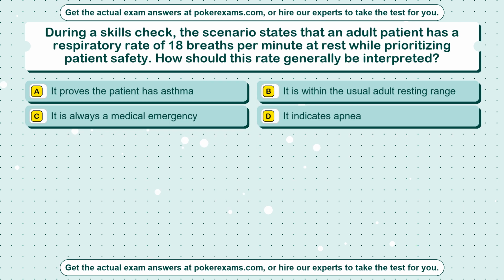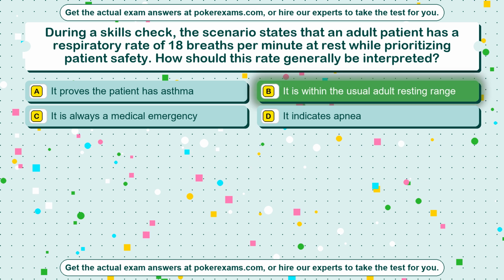Question 8. During a skills check, the scenario states that an adult patient has a respiratory rate of 18 breaths per minute at rest while prioritizing patient safety. How should this rate generally be interpreted? Option A. It proves the patient has asthma. Option B. It is within the usual adult resting range. Option C. It is always a medical emergency. Option D. It indicates apnea.